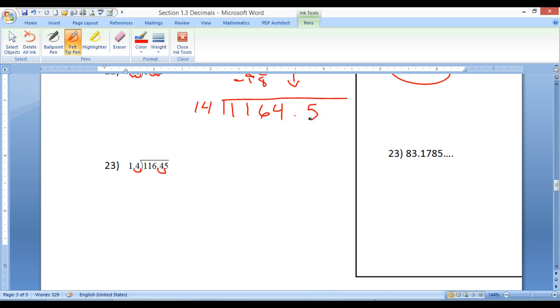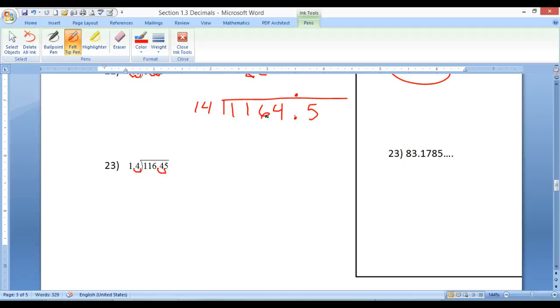1164.5. And some of you can go ahead and just move that decimal up right now, if you would like to, it's up to you. I think that's going to get in the way, so get rid of that too. Okay, so now we just work into it. 14 will not go into 1. 14 also will not go into 11. But 14 will go into 116. It's just a matter of how many.